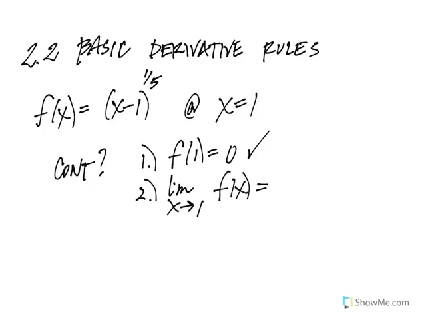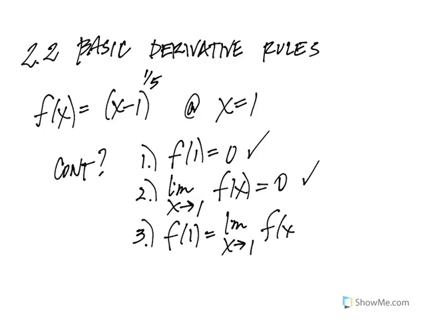This is not a piecewise function, and I can check that limit just by plugging in 1, and I do get 0, which is a good sign because f of 1 equals the limit as x approaches 1 of f of x. So not only do we have a dot and the two sides coming together, but the dot and the point where they come together are in fact the same y value. So this is continuous. Now remember, a function may be continuous, but it may not be differentiable.